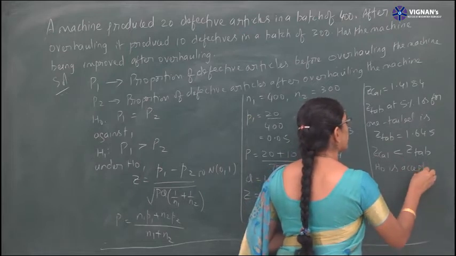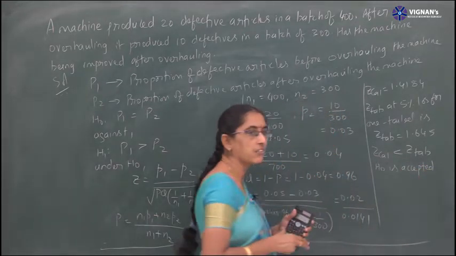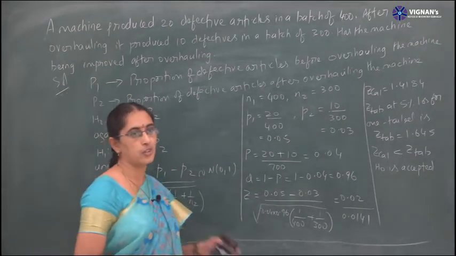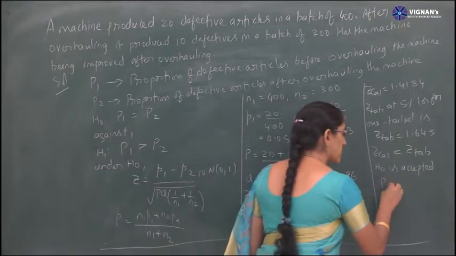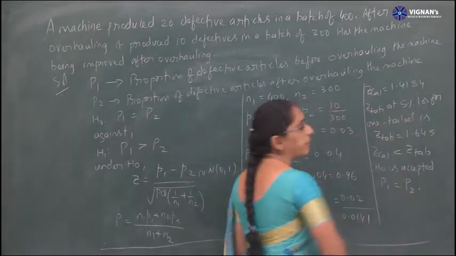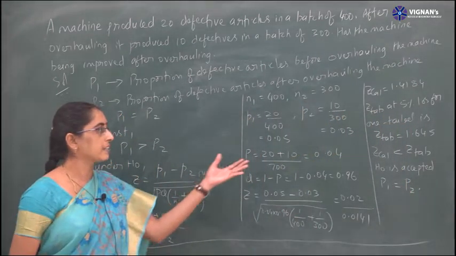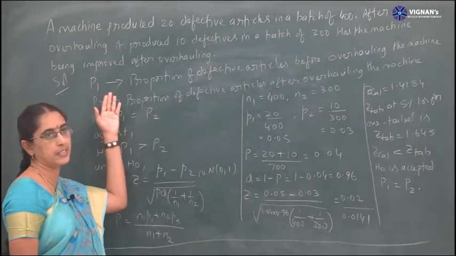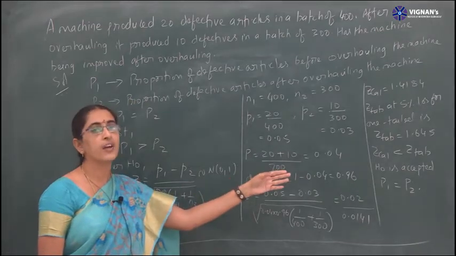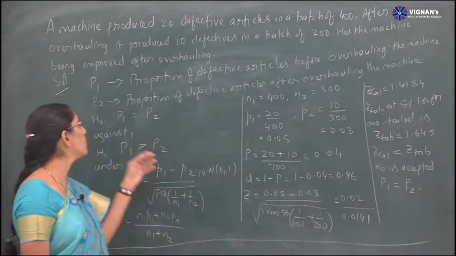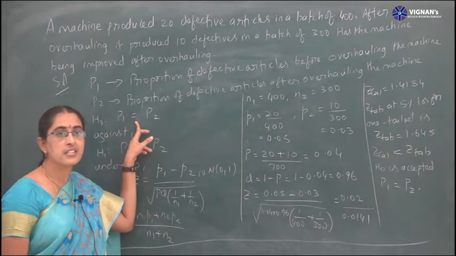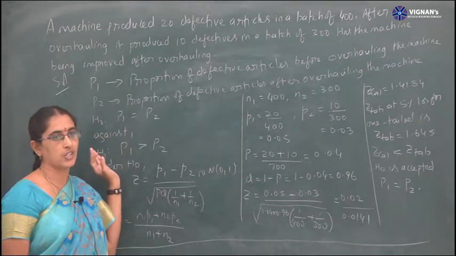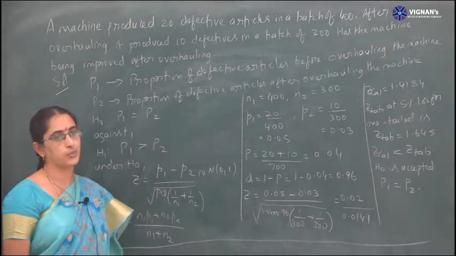H naught is accepted means here there is no significant difference in the proportion of defective articles before and after overhauling the machine. That means here P1 equal to P2. If the calculated value is greater than the tabulated value, then we can accept this claim. But here the calculated value is less than the tabulated value, so there is no significant difference in the proportion of defective articles before and after overhauling the machine. That is P1 equal to P2.